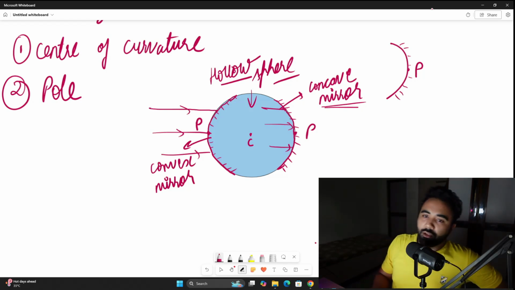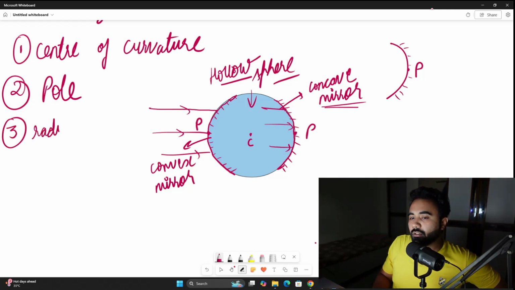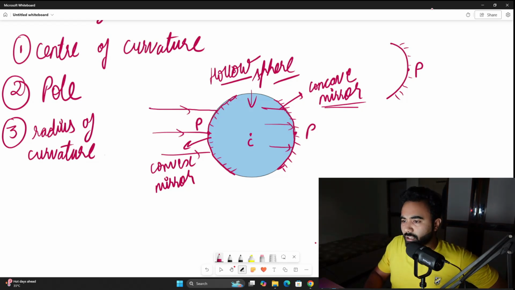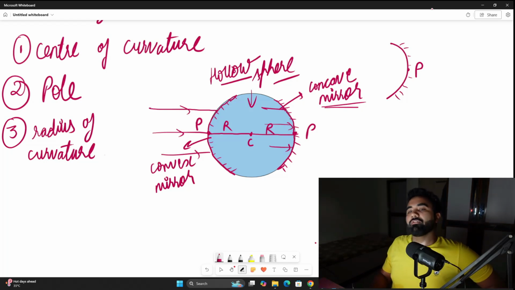The third one is radius of curvature. Radius of curvature is basically, if you join the pole with the center, this distance is called radius of curvature. That goes for this one as well. This is also radius of curvature.